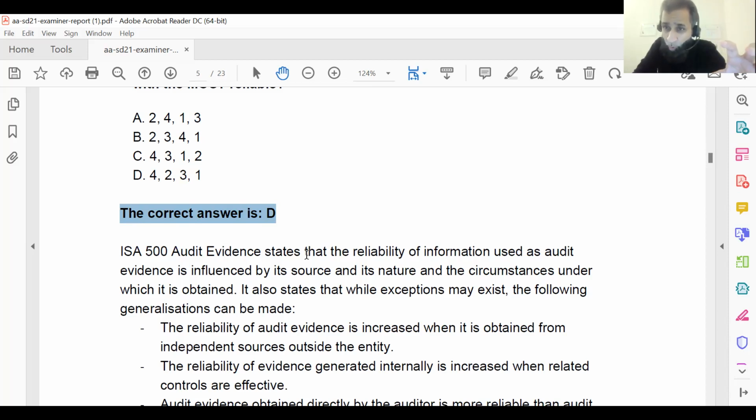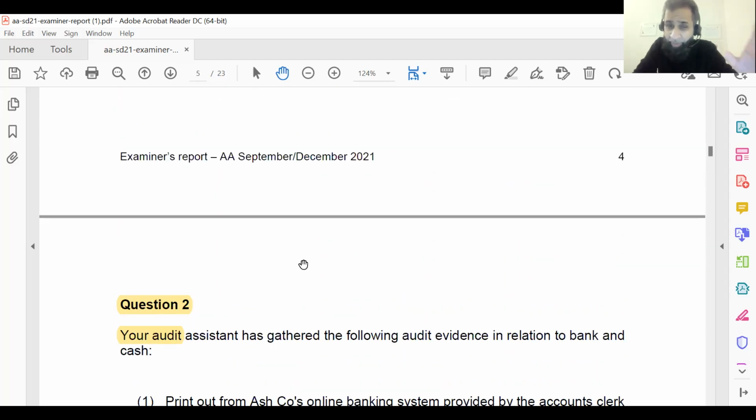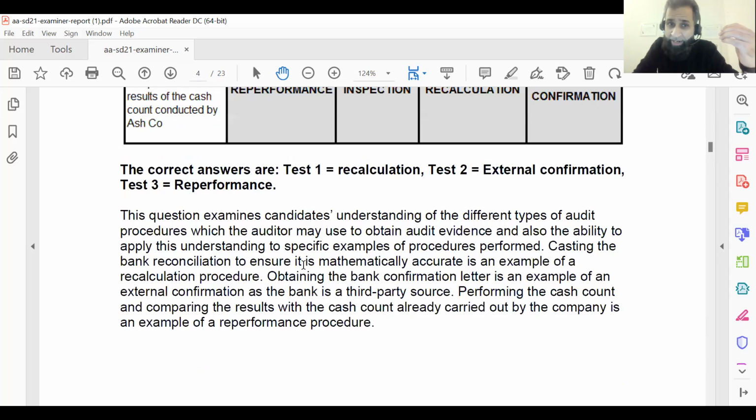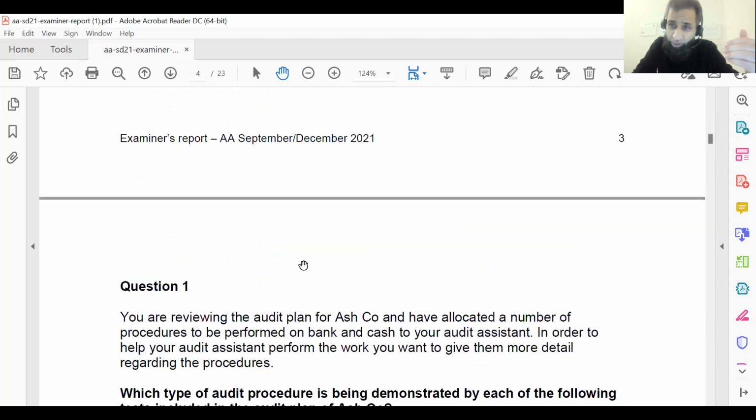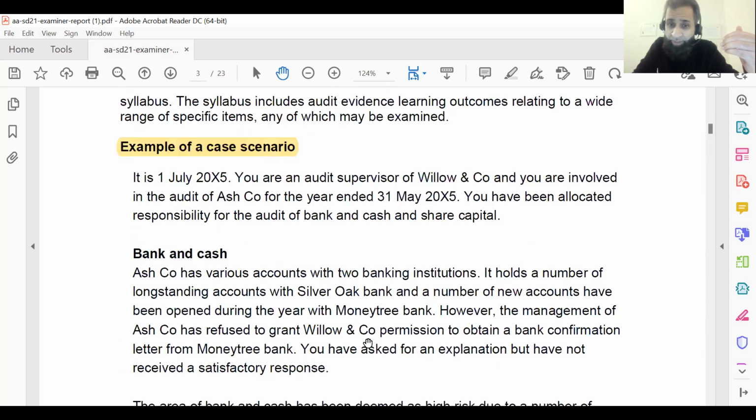So the examiner reports, and particularly the examiner reports of section A, contain some examples of the OT questions which have come in the past papers, with the answers of the examiner. So that can really be a confidence booster for you. So I would encourage that you go to the ACCA website, download the examiner reports, and try to go over the questions and answers given in the examiner reports for your practice of the OT questions. So that is the practice of section A.